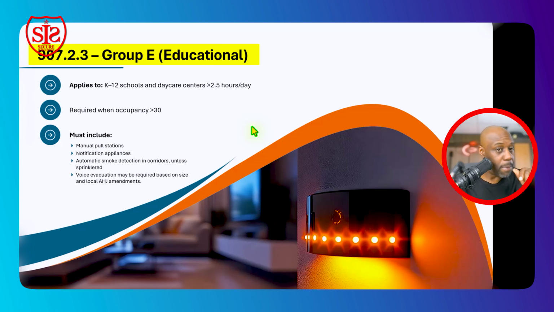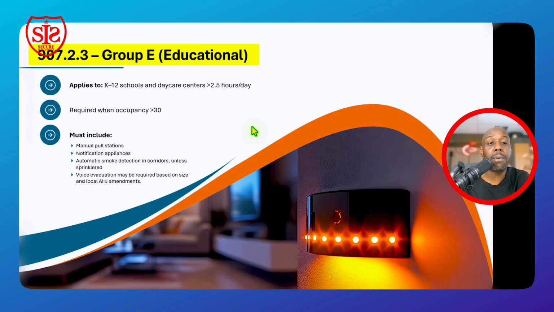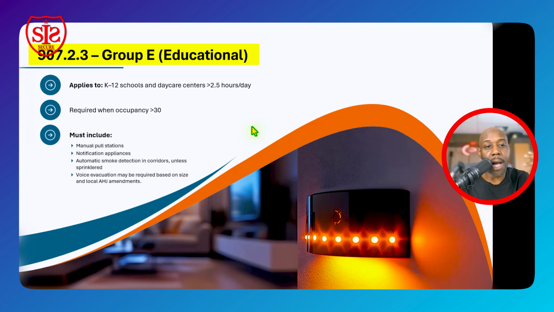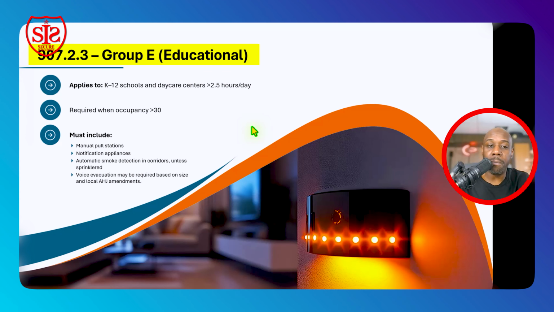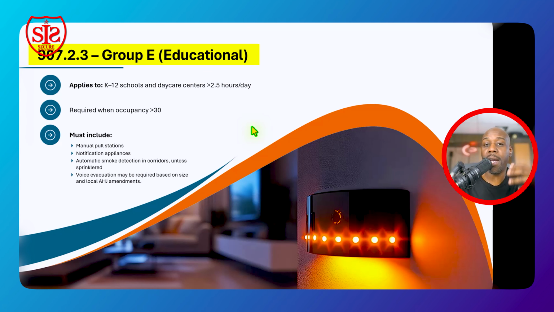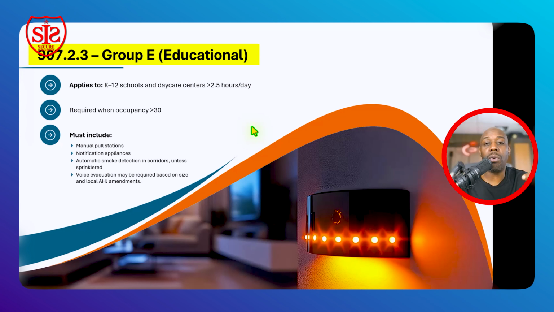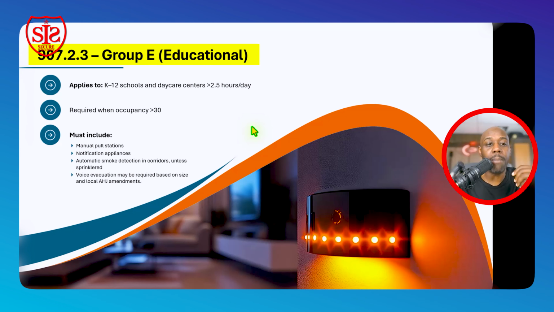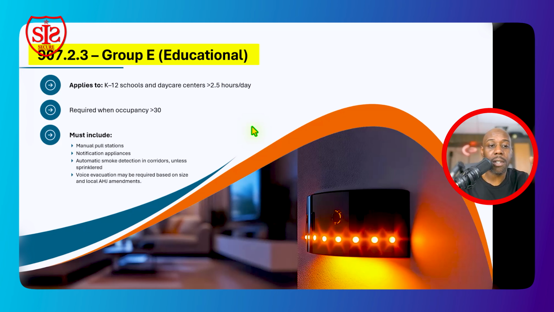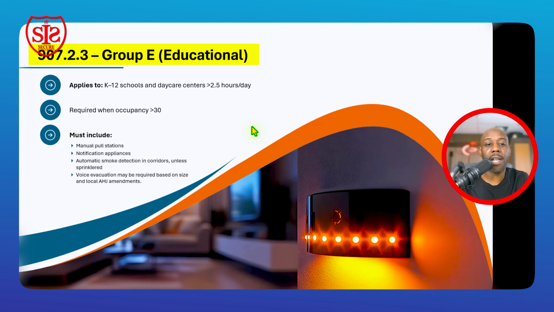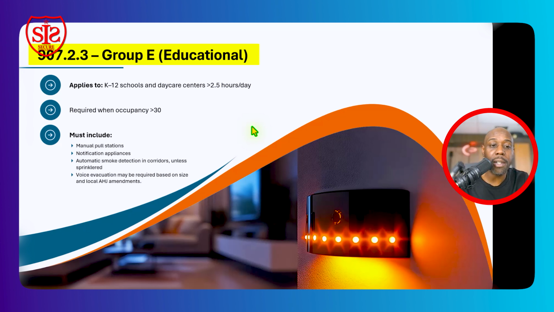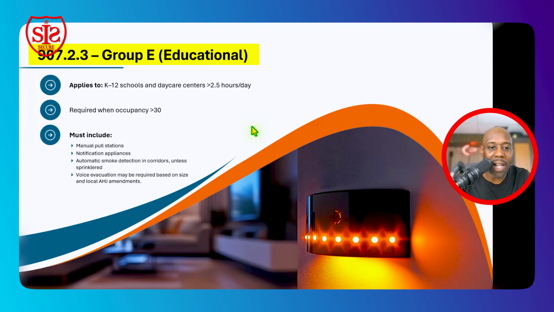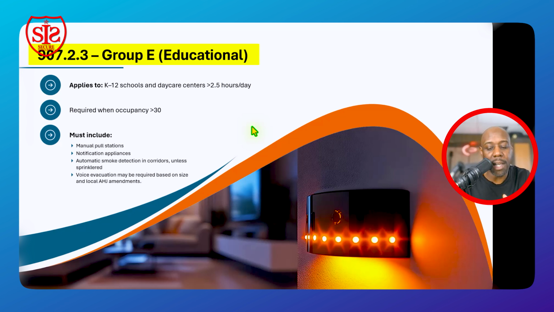907.2.3 talks about Group E, and this is educational. This applies to schools and daycares, all the way from kindergarten up to the 12th grade, or anything that's greater than 2.5 hours per day. This is required when the occupancy load is more than 30 people. You must have pull stations, horns and strobes, automatic smoke detection in corridors unless it's fully sprinkled, and a voice evac may be required based on the local AHJ, especially if it's a college or a big dorm. You're definitely going to need an evac and voice system.